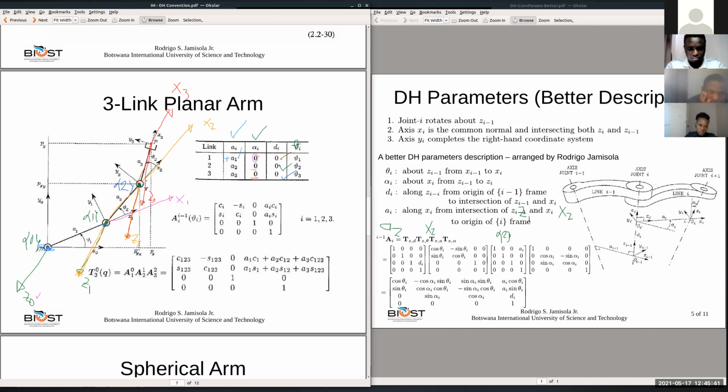Okay. From here to there. That's what it's saying, from that intersection to the origin. So from here to there along X2. So X2 is there. What is that distance from here to there? That's A2. And in the positive direction, so that's positive A2.